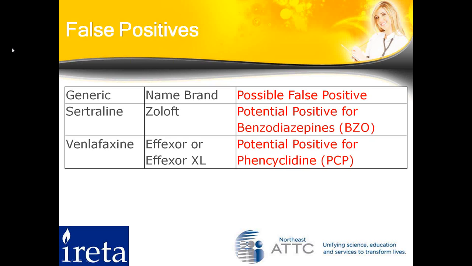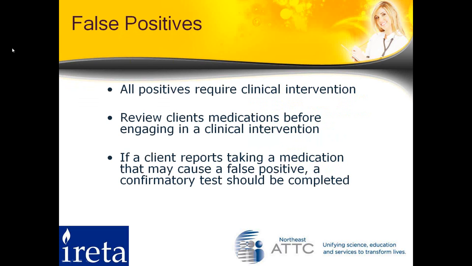So when we look at the idea that false positives can come from a variety of medications, we need to make sure that we're aware of all the medications that our client is taking. We want to be aware of any medical or dental procedures that they've recently had, and we want to make sure that we're taking this into consideration as we're looking at their urine drug test results. So when we think about this idea of a positive drug test, what we want to think about is that all positives require some type of clinical intervention on our part.